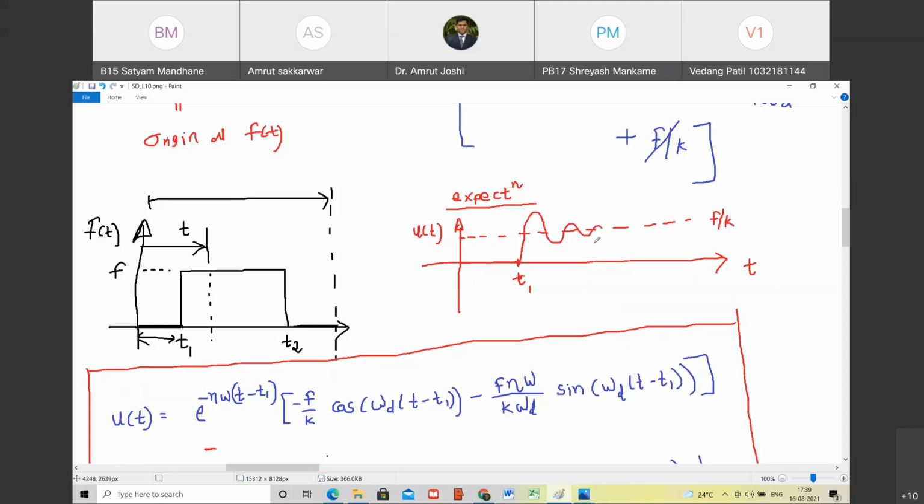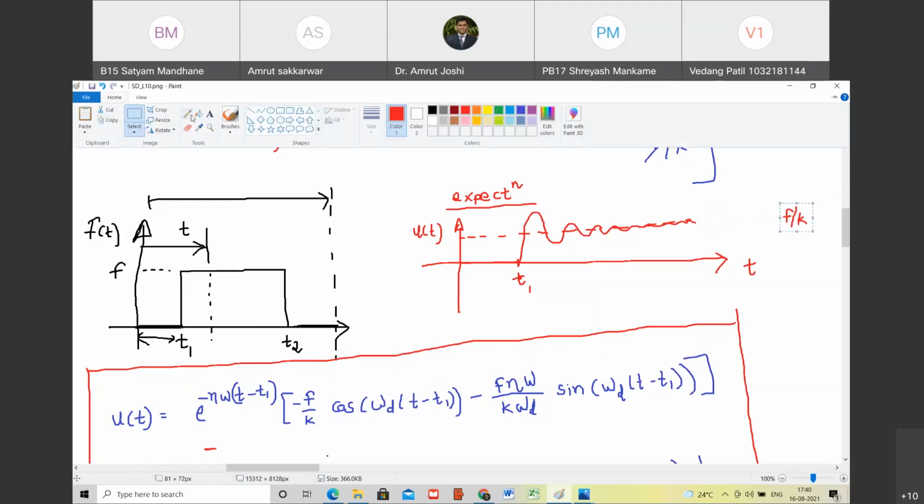Now, how the response looks depends upon the difference between t1 and t2. If the difference is sufficiently large, then you will see that it settles down somewhere here. Are you with me? Yes, sir. It will vibrate with very little oscillation about F by k. Happy? Yes, sir. So the first possibility is this.